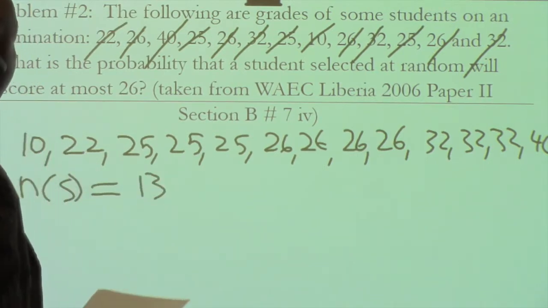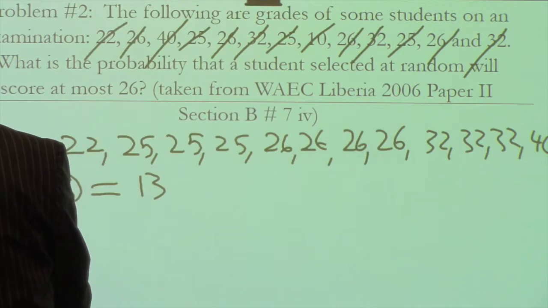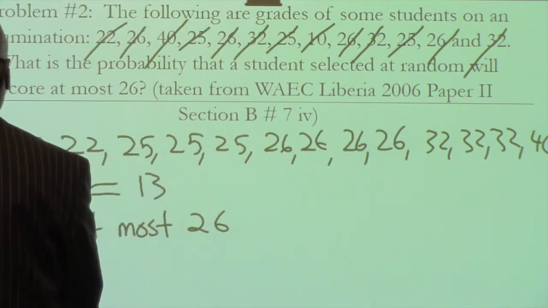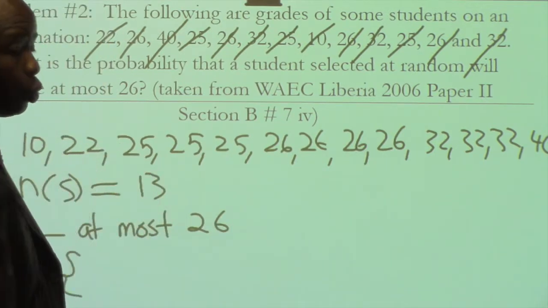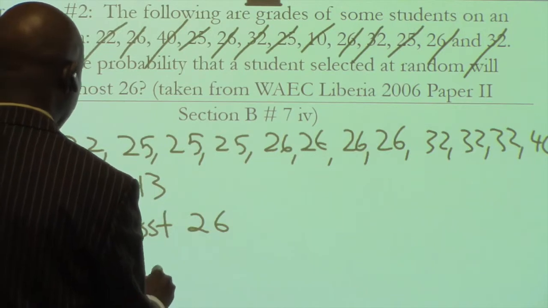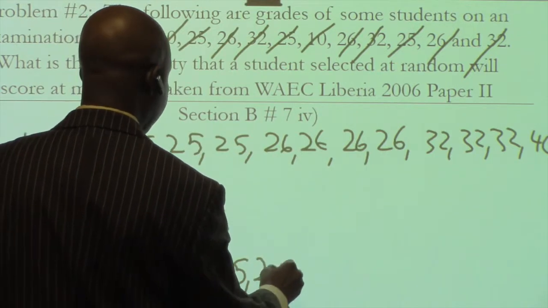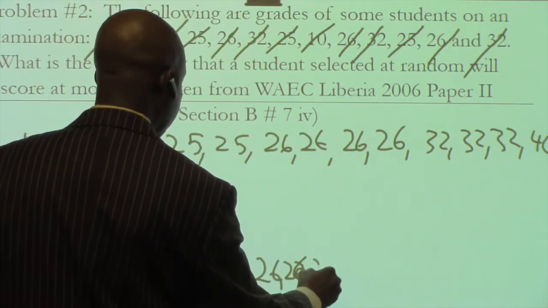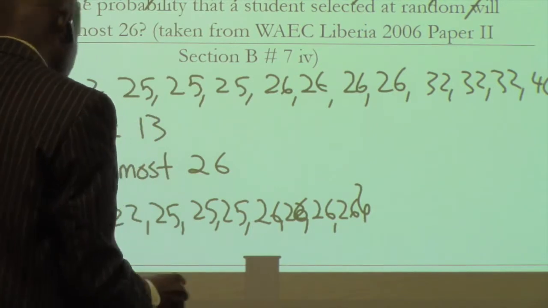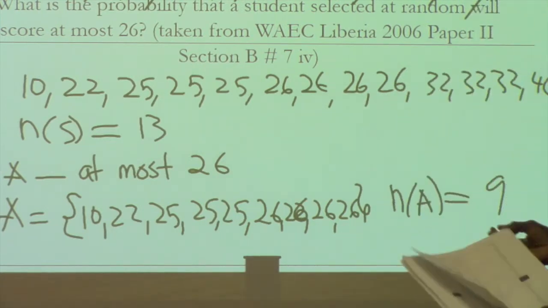Now, how many of these numbers here are at most 26? If A is the event of at most 26, let's list the set for A and then we'll find the number of elements in A. At most 26 means it does not exceed 26, that means it reaches up to 26. So I have 10, 22, 25, 25, 25, 26, 26, 26, 26. 1, 2, 3, 4, 5, 6, 7, 8, 9. So the number of elements in A is equal to 9. So then how do we find the probability?